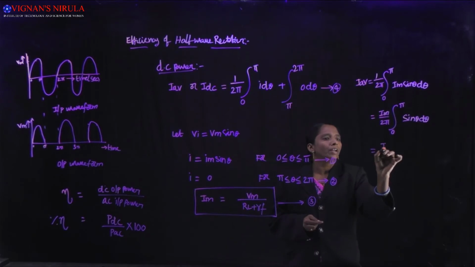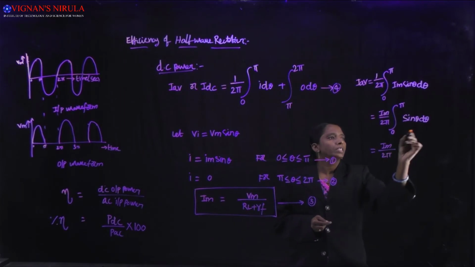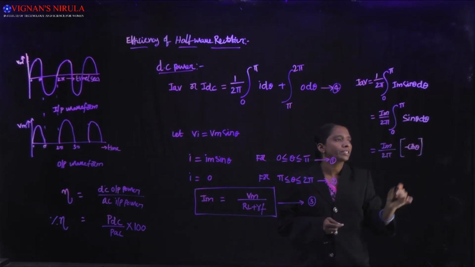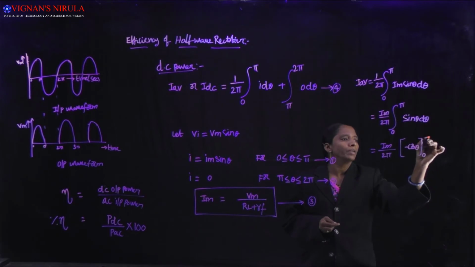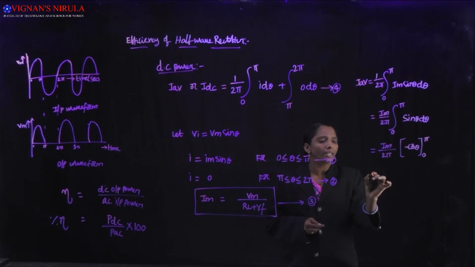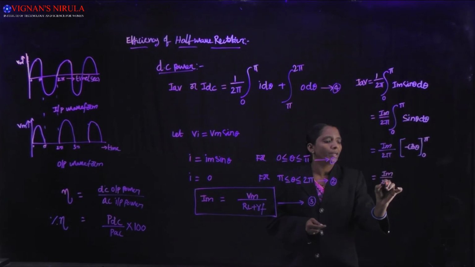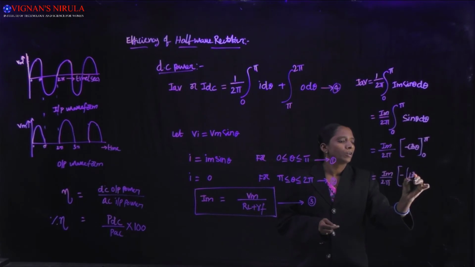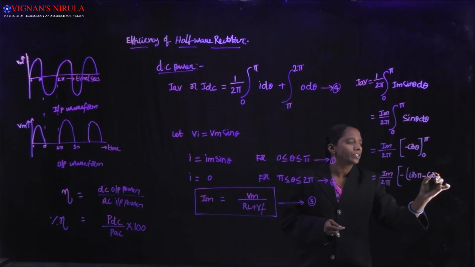Now write the integration of sin theta, that is minus cos theta. Integration of sin theta is minus cos theta from 0 to pi. Substitute the values 0 and pi for theta. Then Im by 2 pi into minus cos pi minus cos 0.